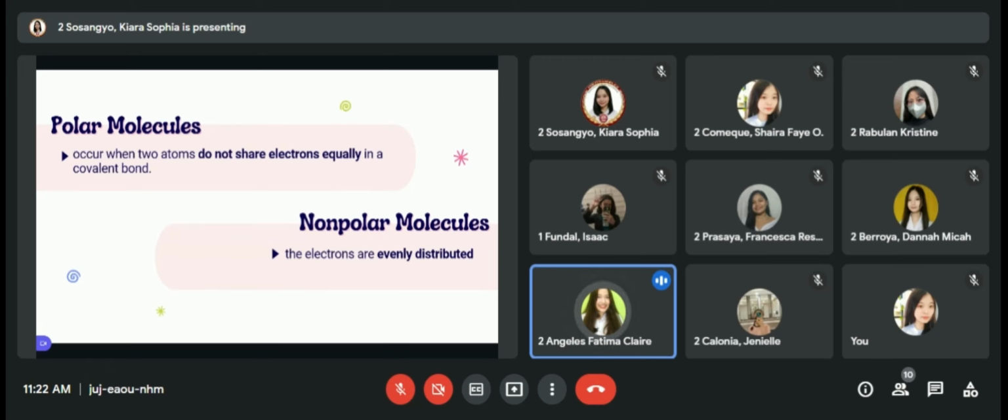Nonpolar molecules do not interact with polar substances and do not have a separation of charges at opposite ends. In simple terms, polar means oppositely charged and nonpolar means equally charged.